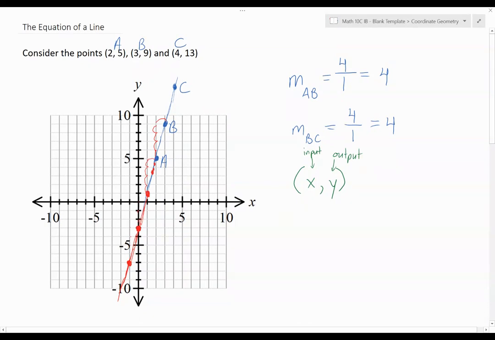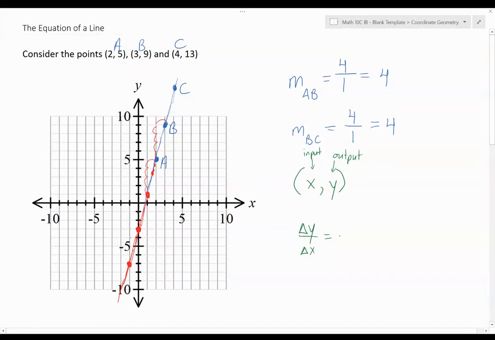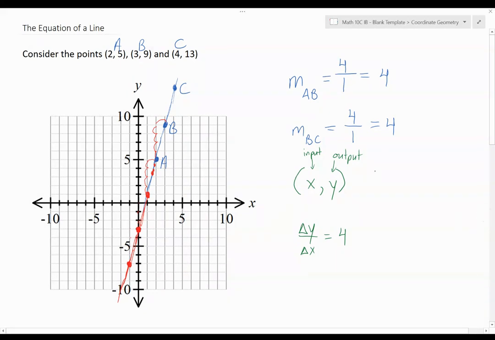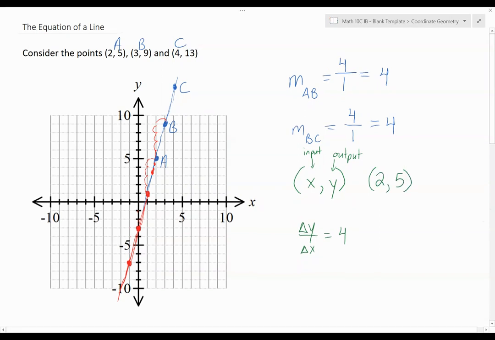But I'm actually going to use the idea of slope to write this equation rather than just guess and check. So slope tells me that I need delta y over delta x equals 4. And that's for any 2 points on the line. So let's say that those 2 points are some generic (x, y), and then point A, so (2, 5).